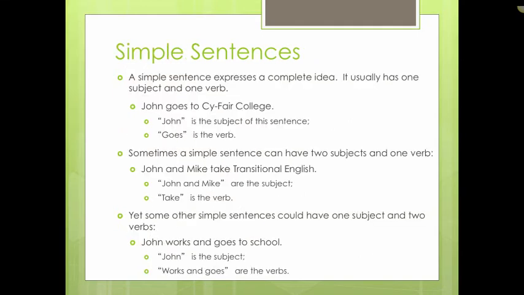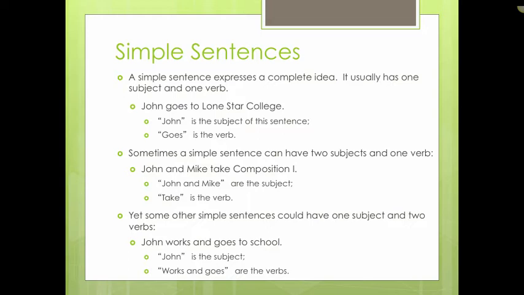Simple sentences express one complete thought. It usually has a subject and one verb. For example, John goes to Lone Star College. John is the subject of this sentence. Goes is the verb. So the subject is a noun or pronoun, person, place, or thing, and goes indicates an action word, which is a verb.